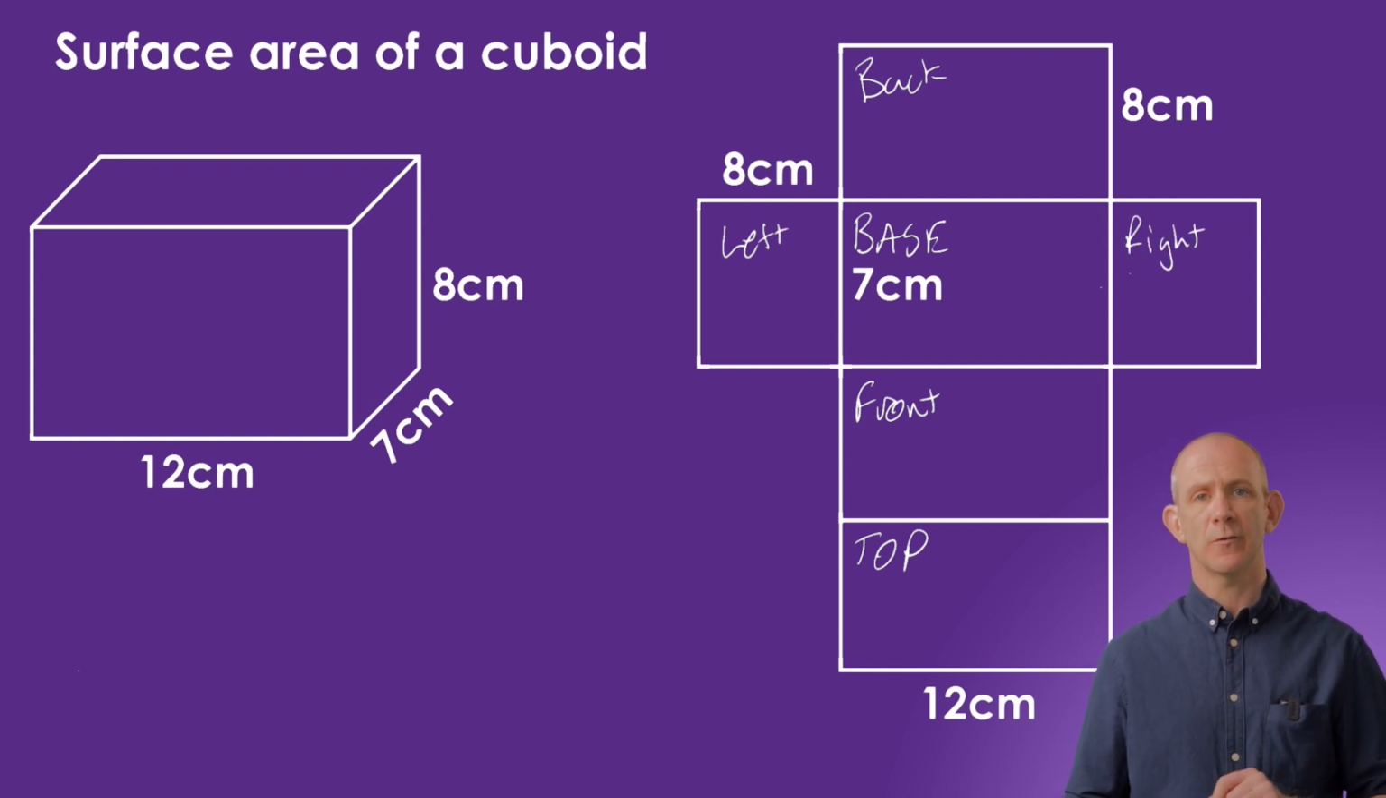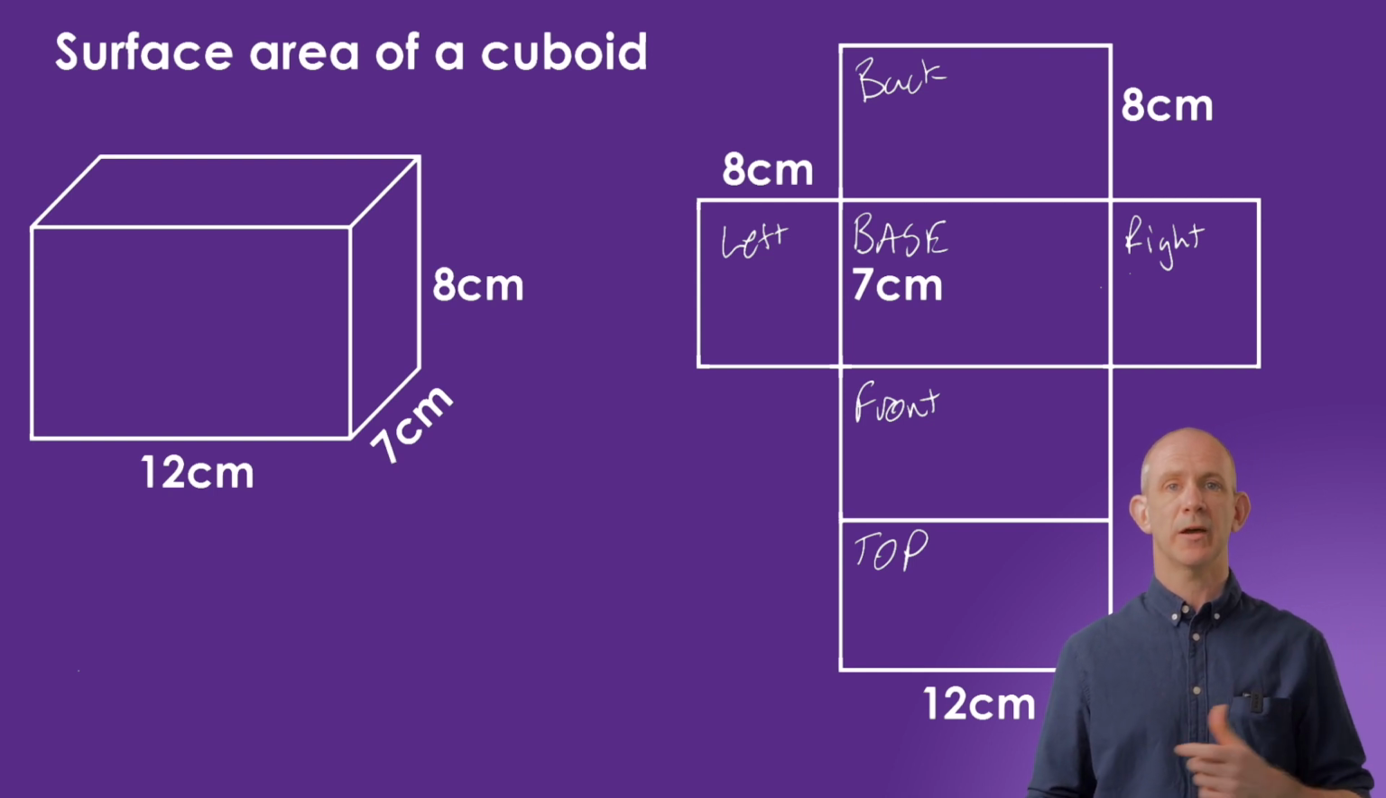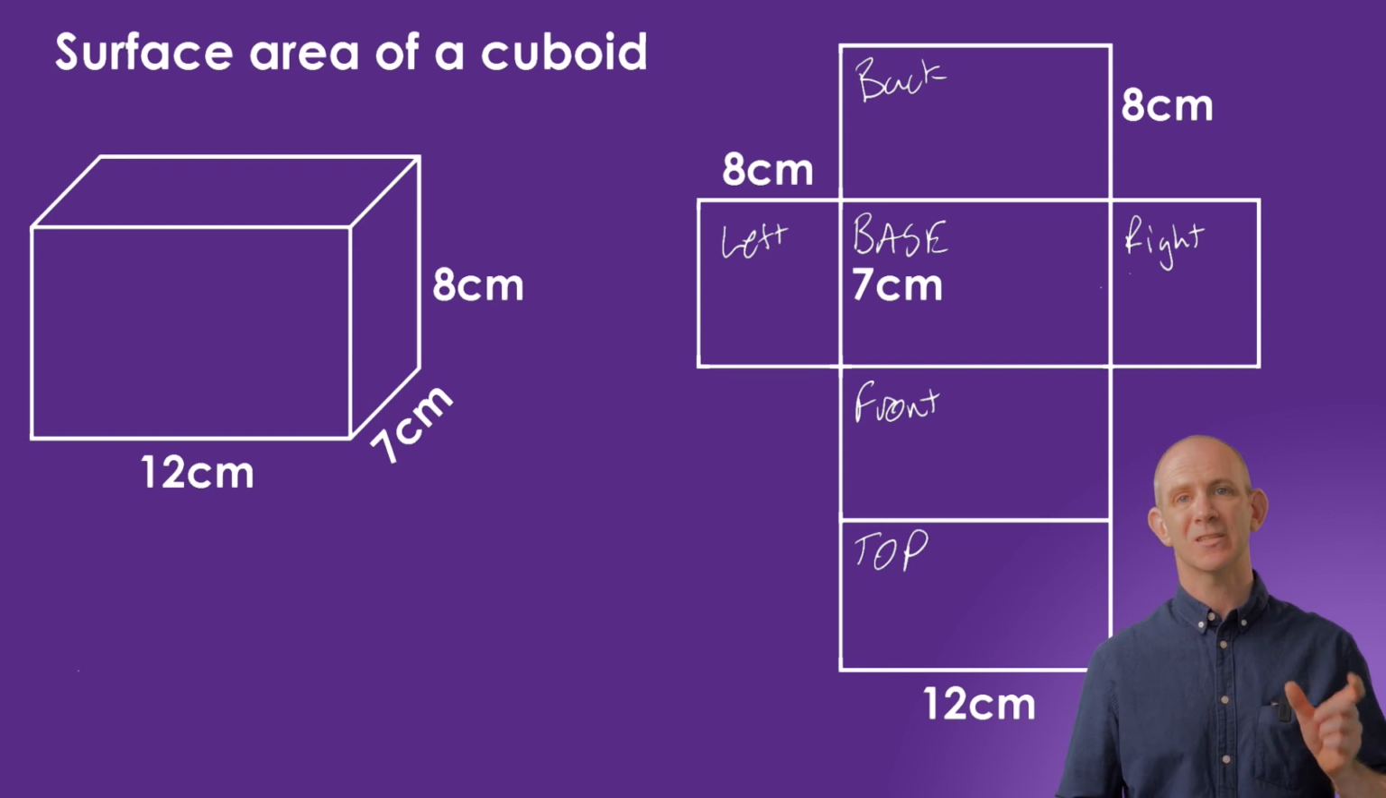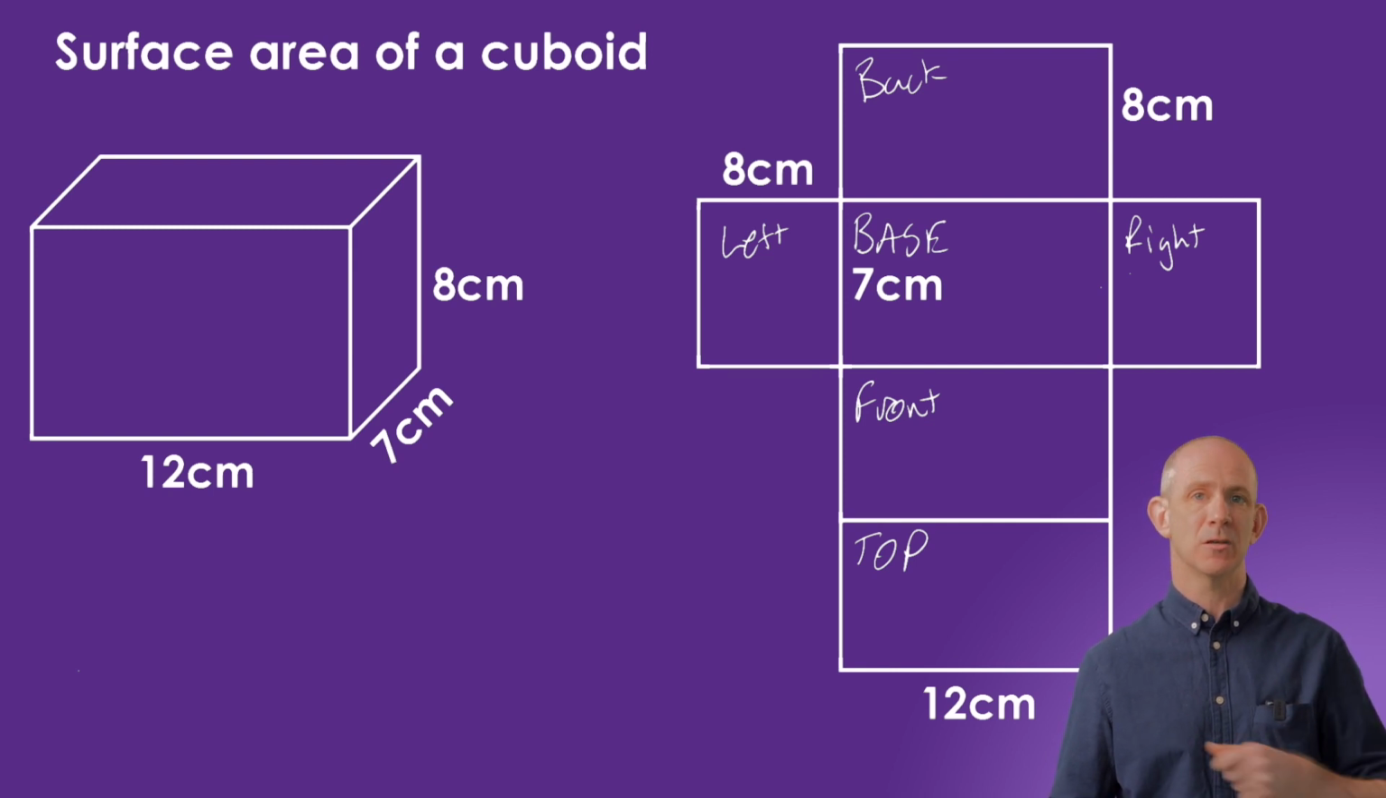In order to calculate the surface area, you simply work out the area of each of these shapes and add it together. As this has matching sides, we can find one of each, add them together, and then double it, knowing there's a second side the same size, to a total of all 6 sides.